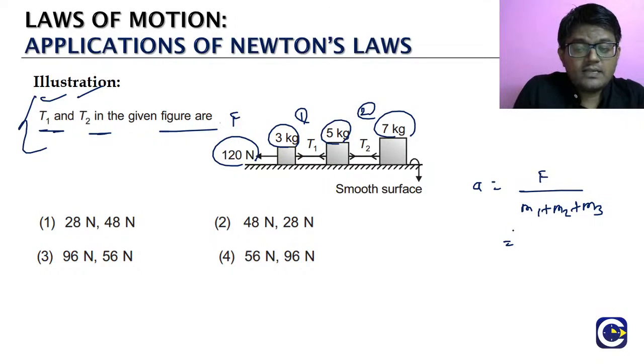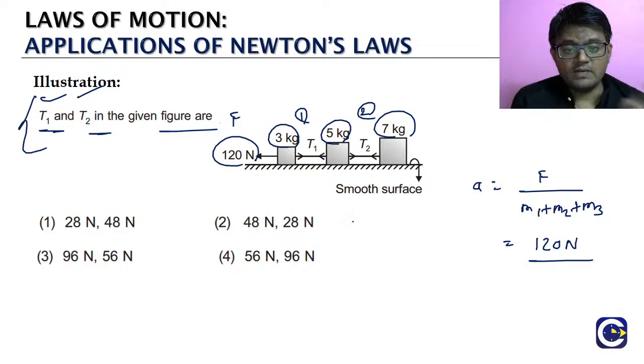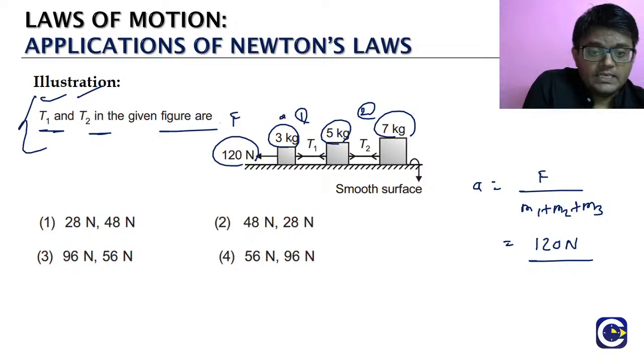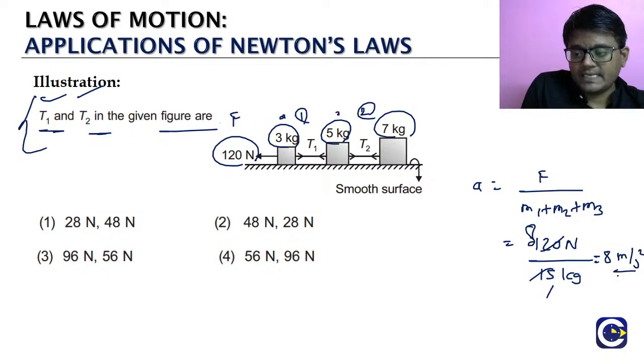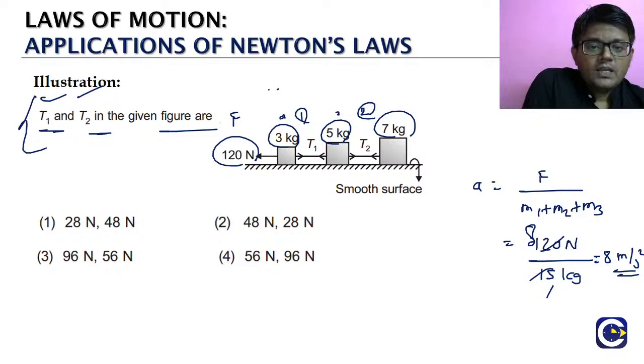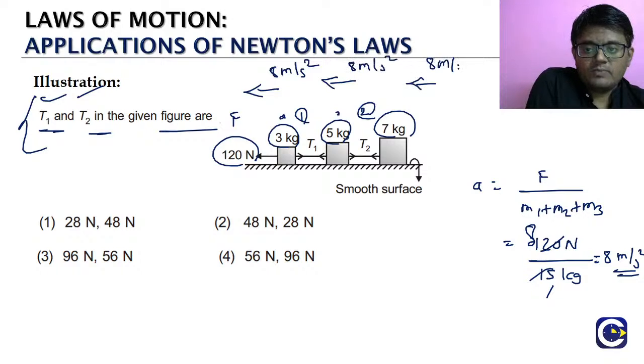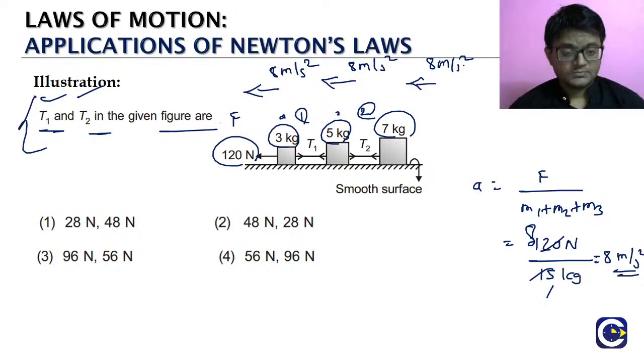So the acceleration: numerator 120, denominator M1 plus M2 plus M3. M1 is 3, plus 5 is 8, then plus 7 is 15 kg. So 120 by 15 is 8 meters per second square. Each of these blocks is moving towards the left side with an acceleration of 8 meters per second square.